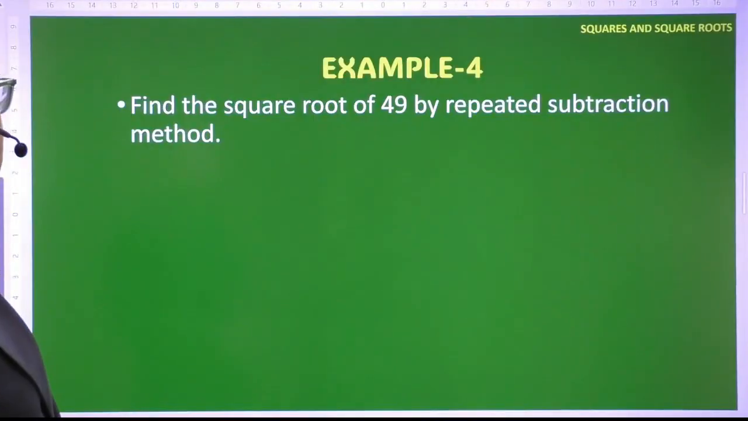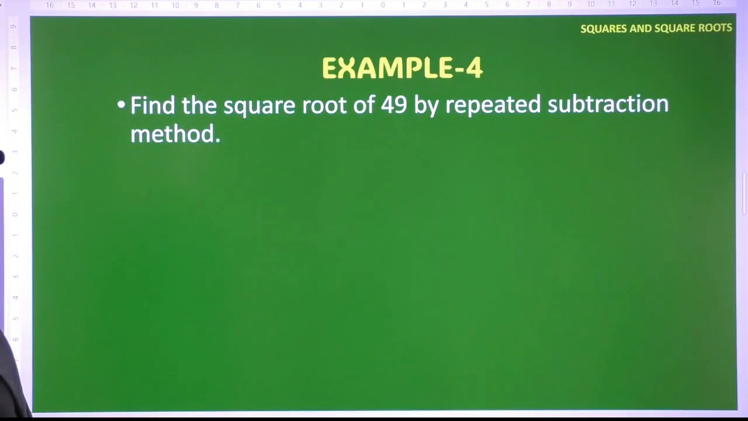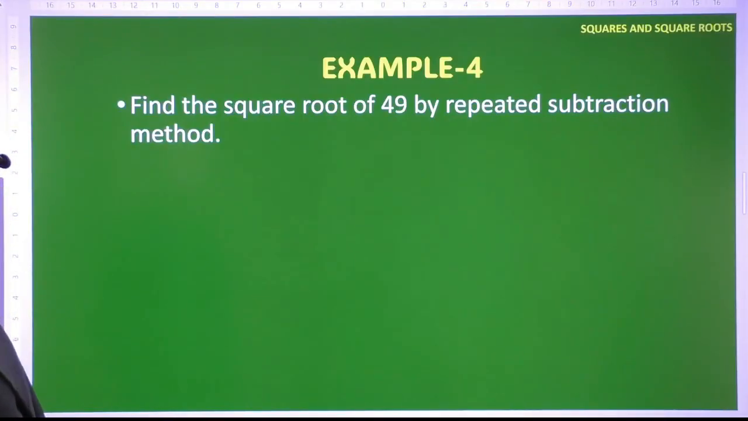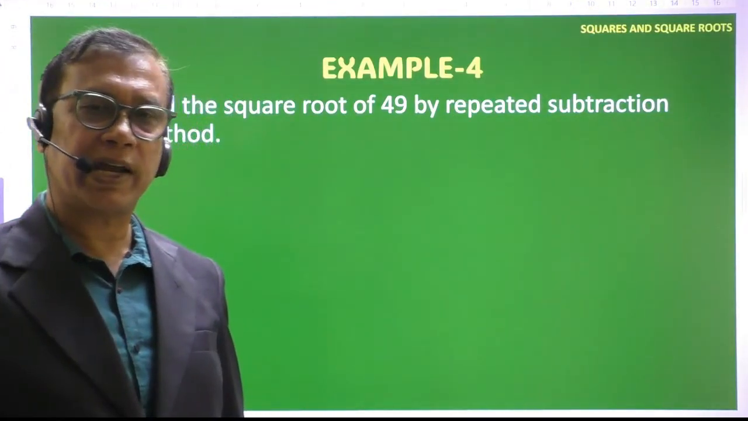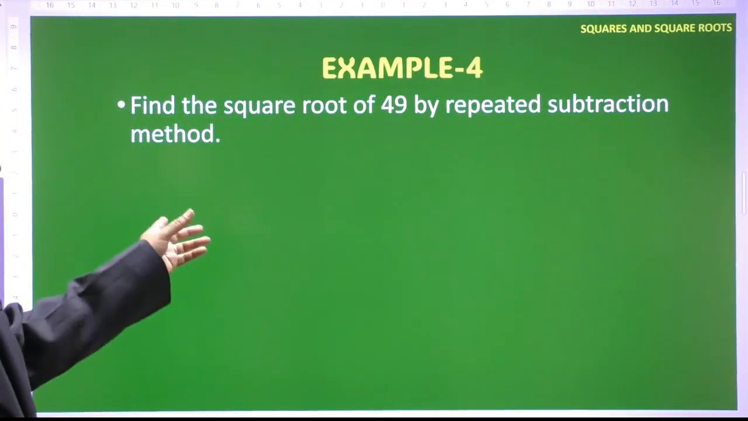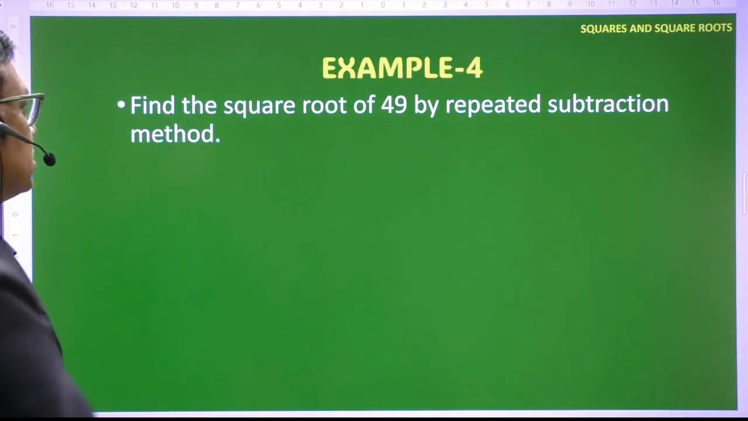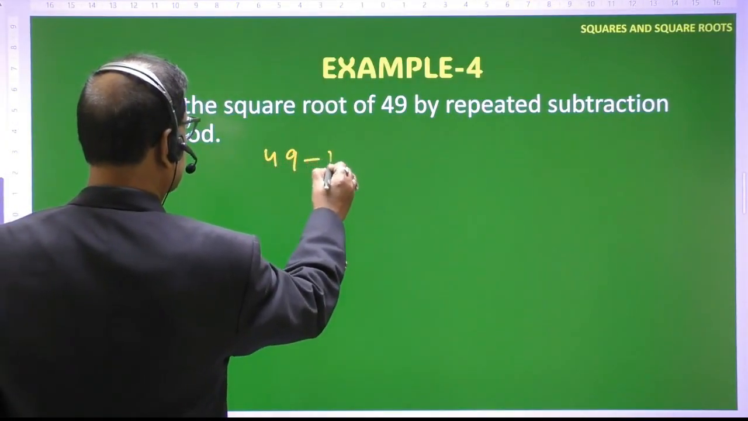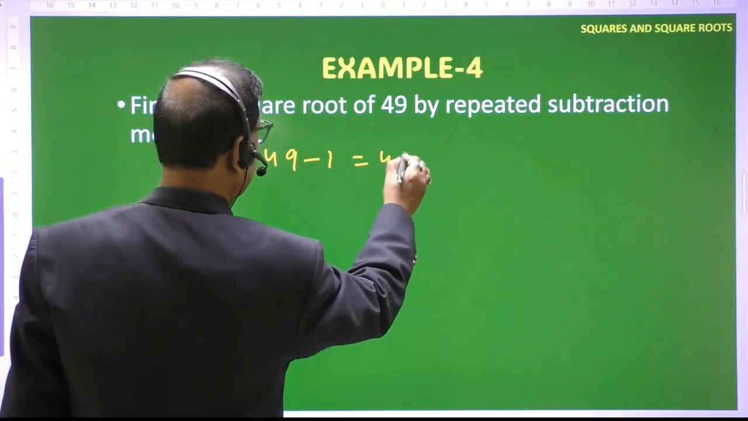So example number 4: find the square root of 49 by the repeated subtraction method. We have to find the square root of 49 by the repeated subtraction method. We know the result will be 7, but see how by the repeated subtraction method the result 7 comes. What I told just now: step 1, subtract the first odd natural number, that is 1. So you are getting 48.